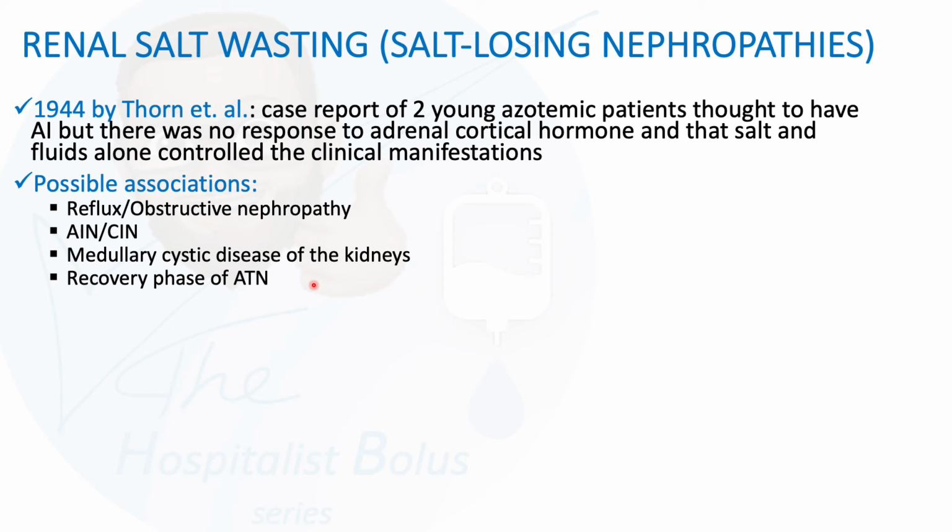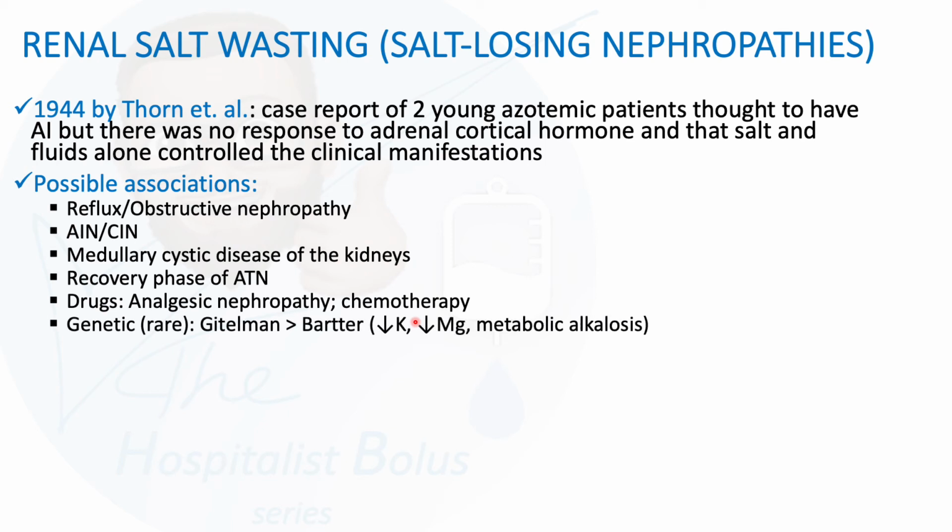So you have to keep an eye on their volume status and ins and outs, input and output daily. Also, some drugs like analgesics or chemotherapeutic agents might also be associated with renal salt wasting, and some genetic causes, which are much less common and rare, including Gitelman disease and Bartter disease. And these two genetic defects, Gitelman looks like chronic use of thiazide, and Bartter looks like a patient who was taking loop diuretics chronically, and both of them might be associated with hypokalemia, hypomagnesemia, and metabolic alkalosis.